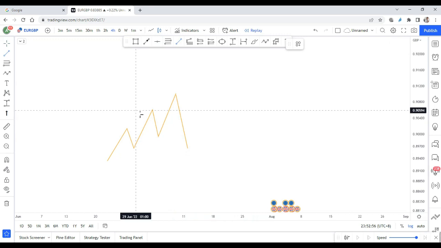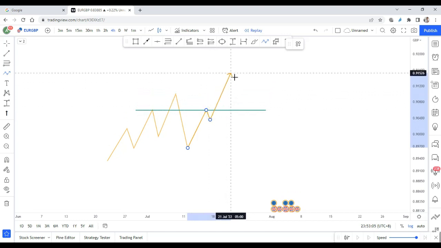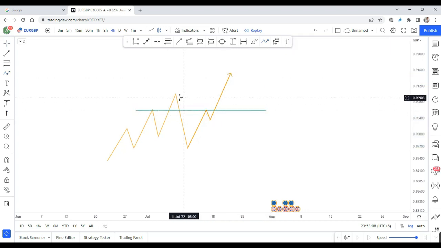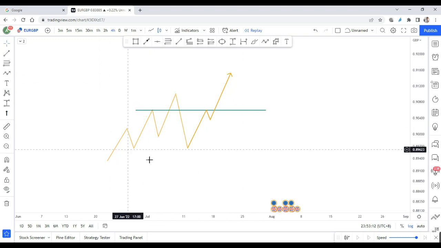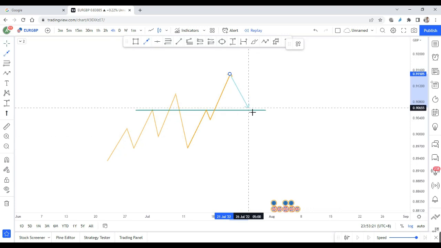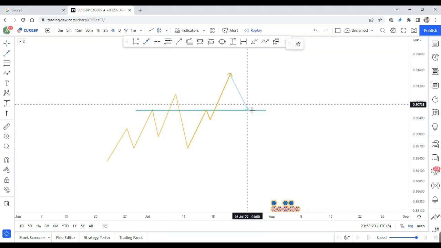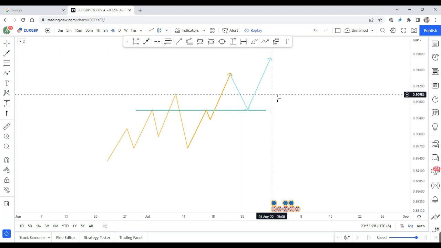What happened was that we have the QML level. The price makes a zone, supply or demand zone, depending on the situation, and breaks through it. Once it has broken through it, this is a QMTR. It means that there is a chance when the price comes back into the level, it will bounce from there. So this is a QMTR for a buy.